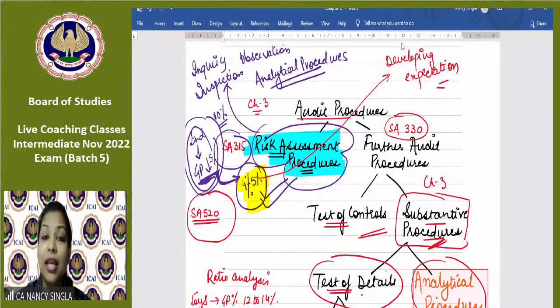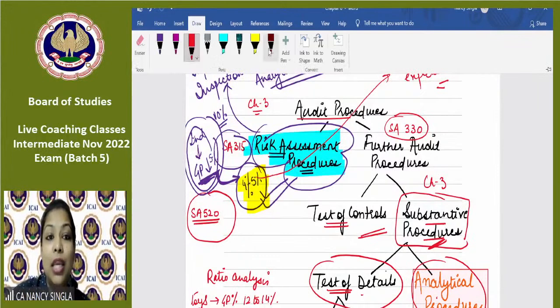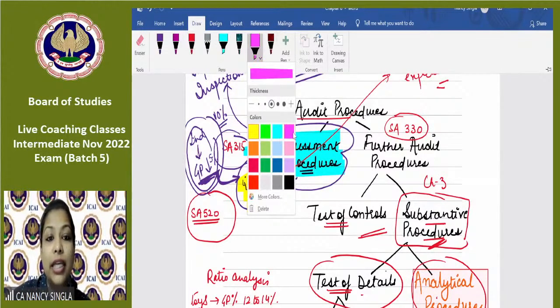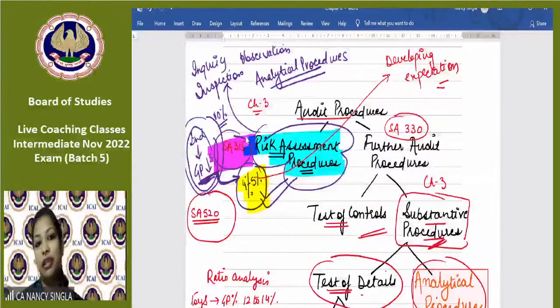But here, SA 315 will guide the auditor as to how to perform the analytical procedure. When the auditor is performing analytical procedure as one of the risk assessment procedures, at that time, he needs to consider SA 315.